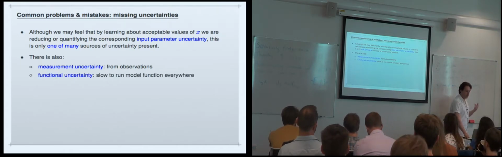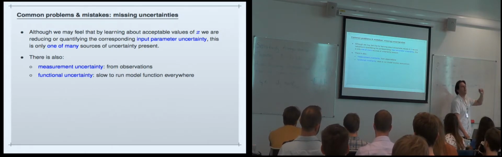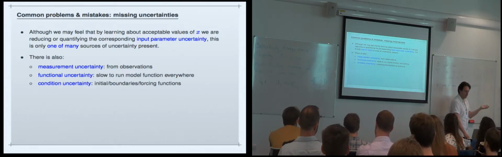Function uncertainty: the model function is slow to run, so we use emulators to get around the speed problem. But emulators have their own uncertainty. Remember, an emulator is not giving you just a prediction, it's giving you a prediction with an uncertainty. Well, that's fine. You've been learning about that all week. You've done it in the last 2 afternoons in lab sessions.